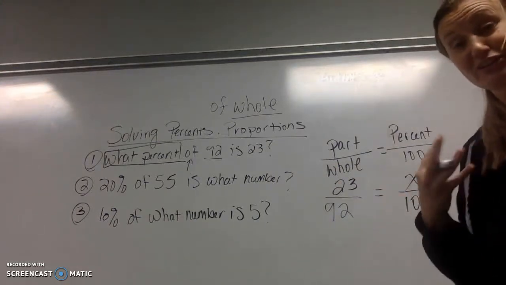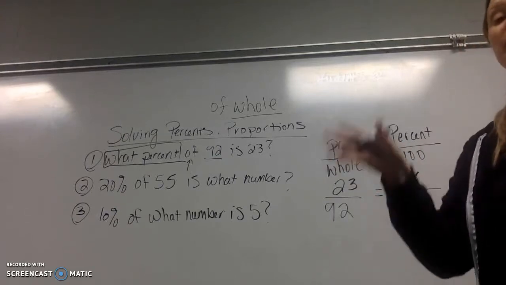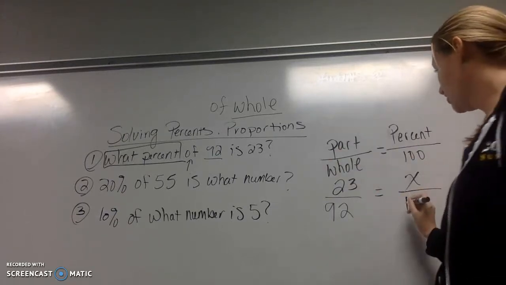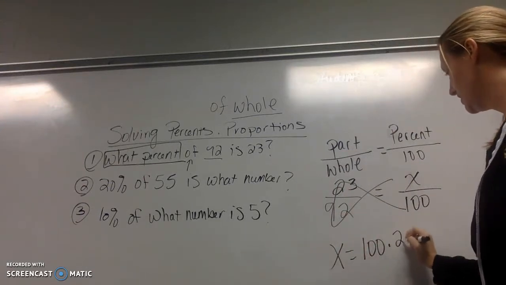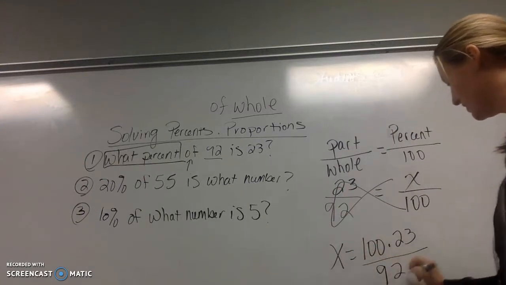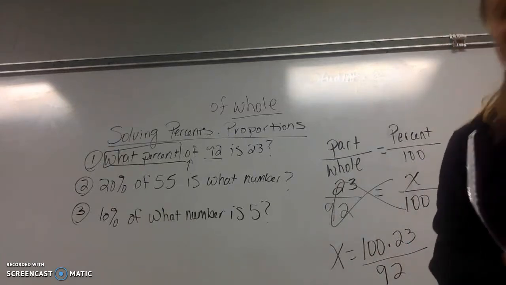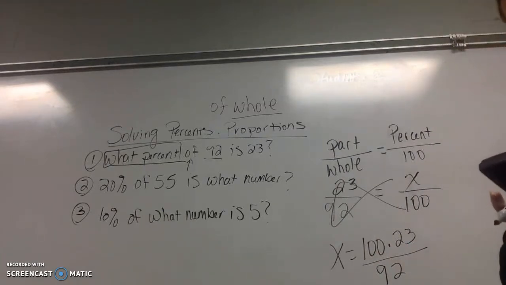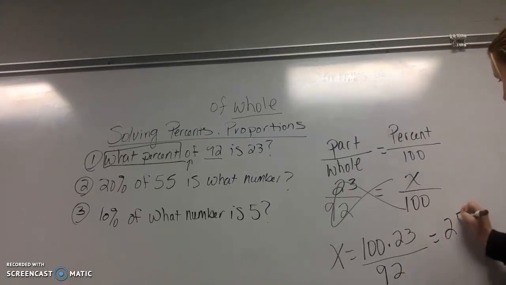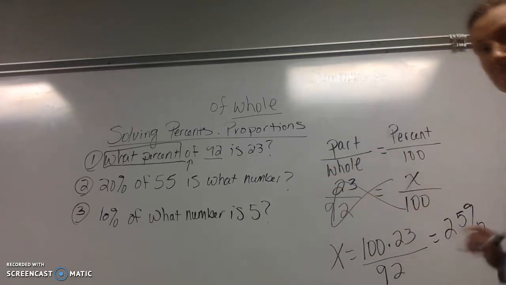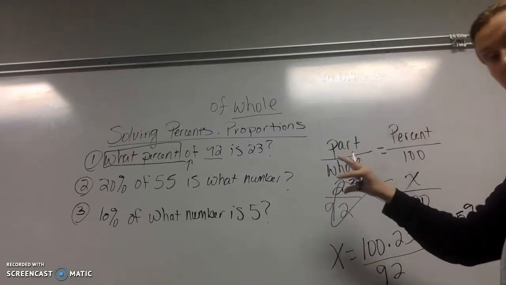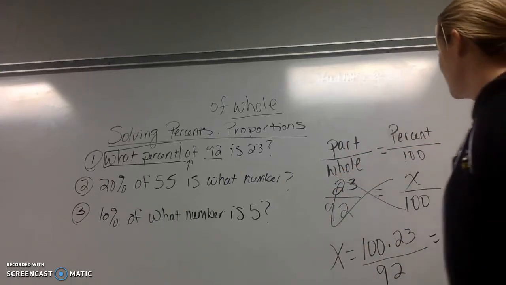Well, we have already learned how to solve proportions. We know we can cross multiply and divide. So x is equal to 100 times 23 divided by 92. And that'll give us our percent. So 100 times 23 divided by 92 gives us 25%. So 23 of 92 is 25%. And that's how you can use the proportion to solve.